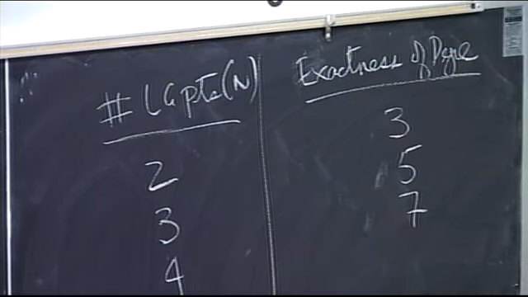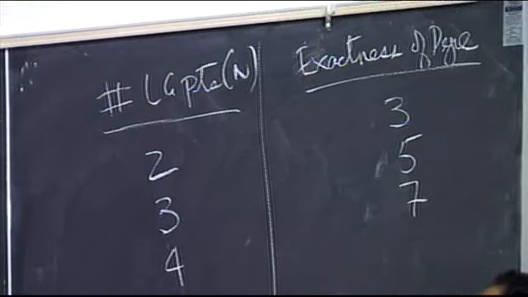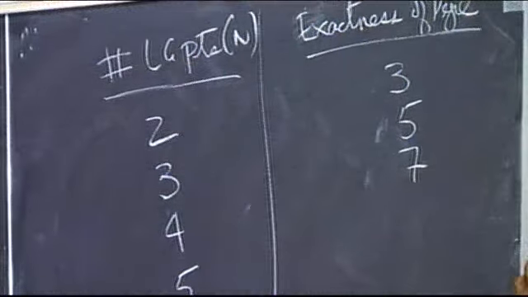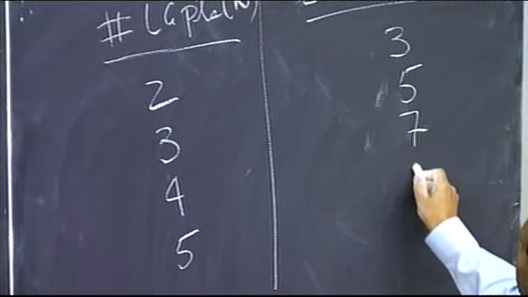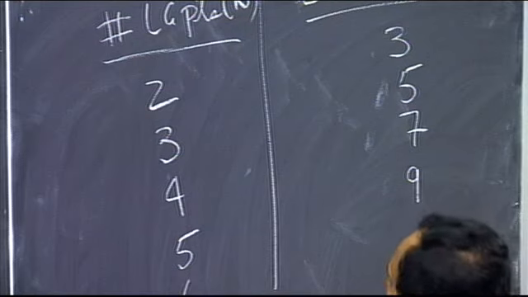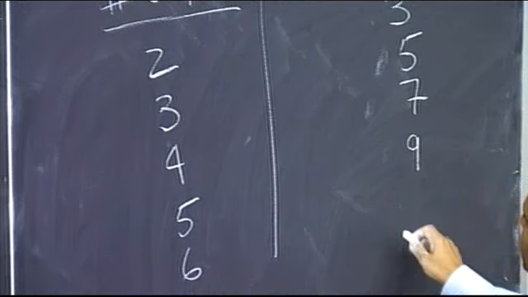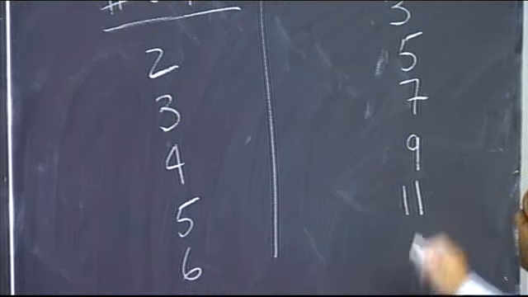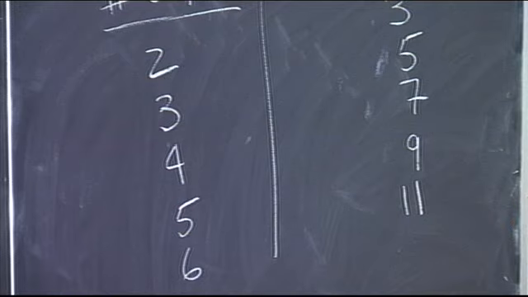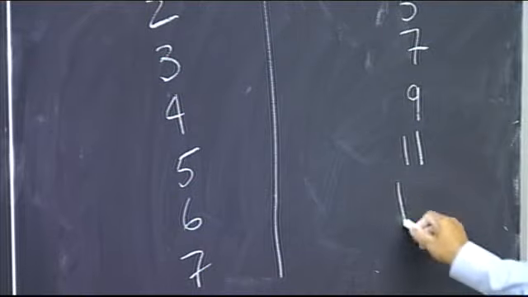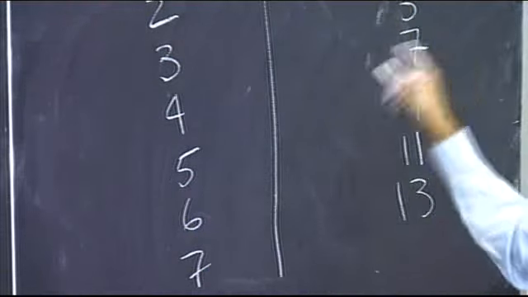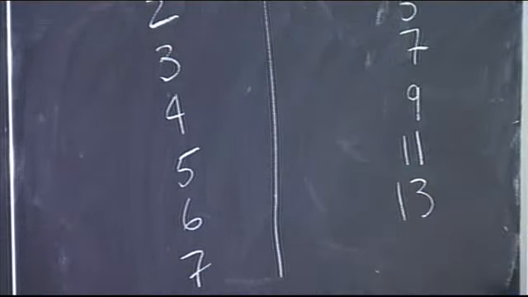What if I increase to 5 points? What do I get here? I get 9. What if I increase to 6? You notice something? If I increase to 7, what does this become? 13. Look at what's happening to the gap. The gap keeps getting bigger, right?